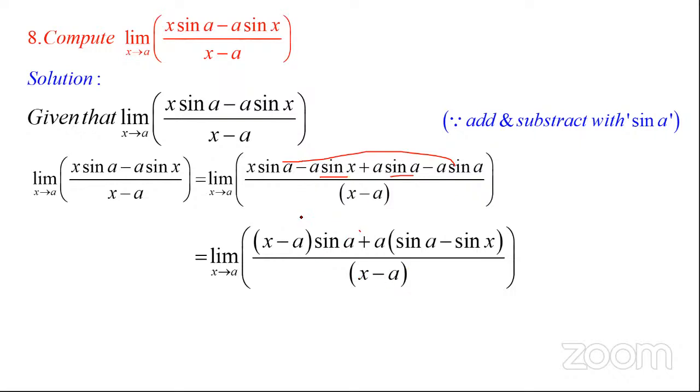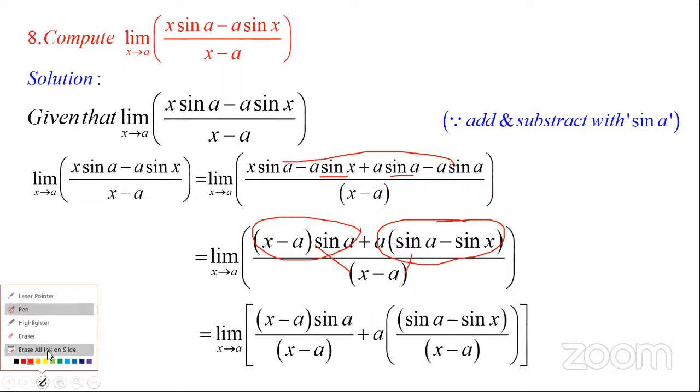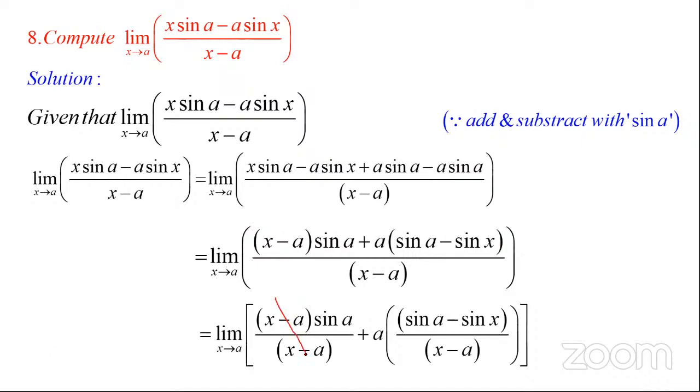Just like (a plus b) by c, you can write these values as a by c and b by c. Then you will get this value, and this will get cancelled. Plus a of (sin a minus sin x) by (x minus a). Then you know the formula for sin c minus sin d, from the previous one: 2 cos of (c plus d) by 2 into sin of (c minus d) by 2.